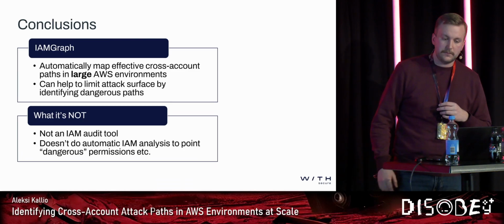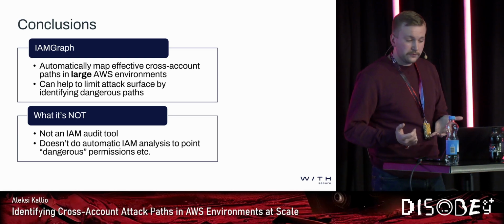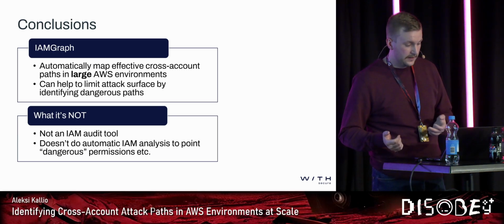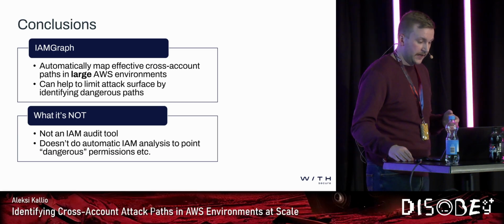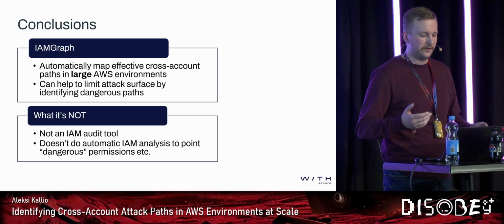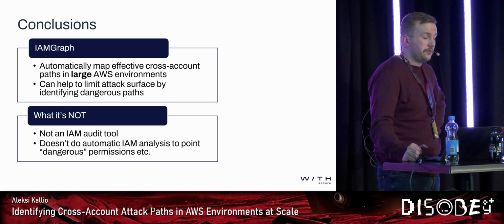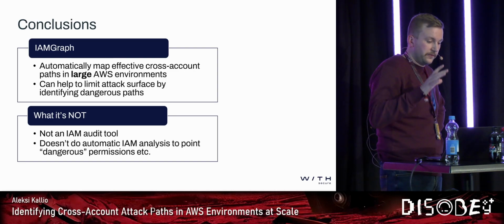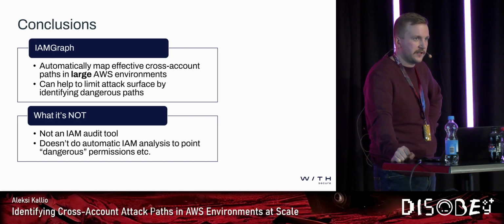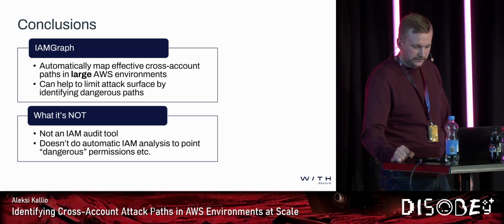Okay, so that's for the demo. So, conclusions: IAM Graph is a tool that can automatically map the effective cross-account paths in large AWS environments. We've used it in environments consisting of hundreds of accounts. It works fine. It takes some time to run all of the analysis there, but it works fine. And how it could help you, you could run it in your environment and try to find unnecessary access paths from the organization or trust policies trusting something that they shouldn't be trusting. And then you can try to remove those and obviously limit the attack surface.